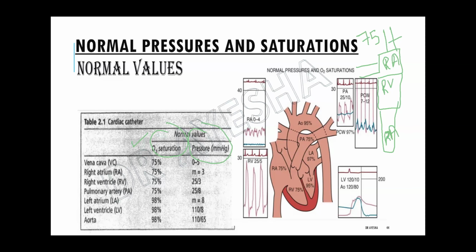Exact figures are not required, but you should have an idea that the right side saturations are in the 70s. The 75 is the saturation of the superior or inferior vena cava that drain into the right atrium, so the right atrium saturation will also be 75. The same blood drains into the right ventricle, so the saturation remains 75, and from the right ventricle the blood enters the pulmonary artery. The saturation of the right side compartments is around the 70s. Just remember the word 70s.